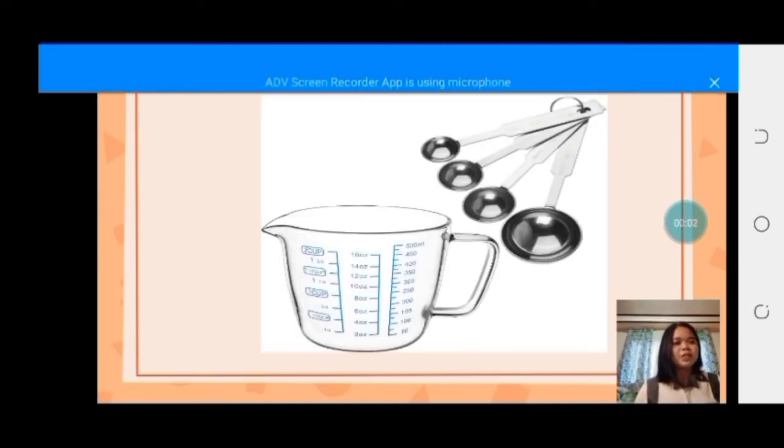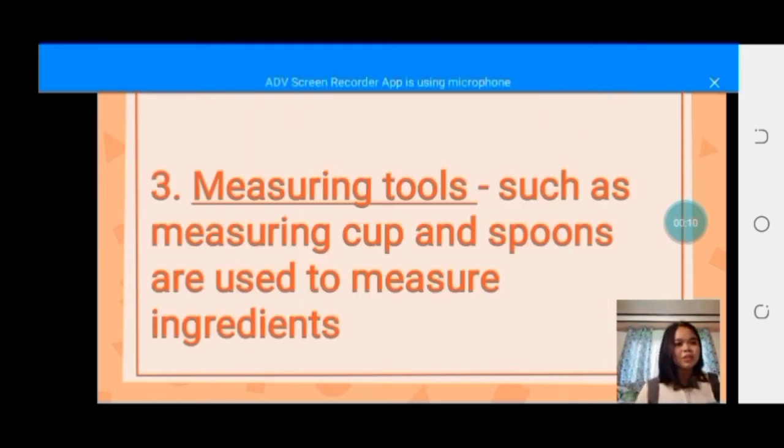Okay, how about this, class? Anyone? Okay, very good. It is measuring tools. Who can read, class? Measuring tools such as measuring cup and spoon are used to measure ingredients. So, class, we use a measuring cup to cook, especially if there is a lot of it.